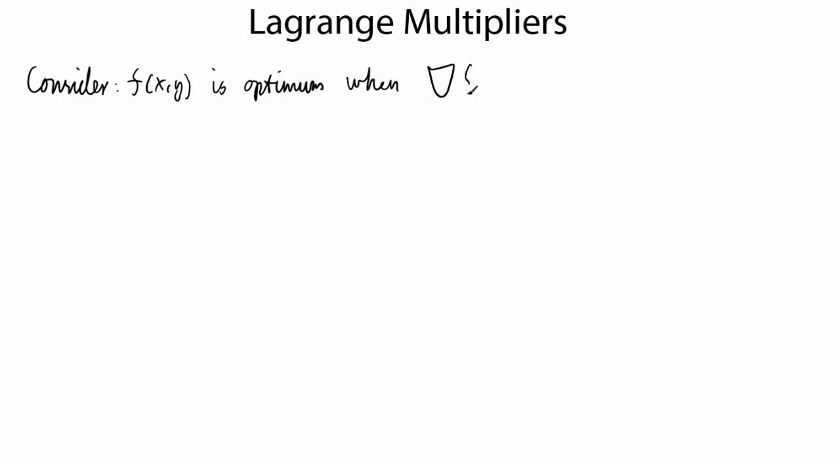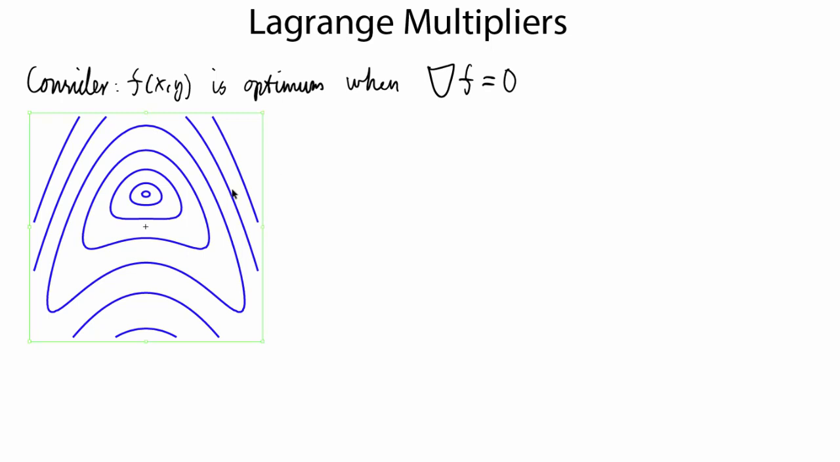So let's consider some function of two variables, f of x and y, and it reaches an optimum, a maximum or a minimum, when the gradient of f is 0. That's something that you should be familiar with. We talked about that already.